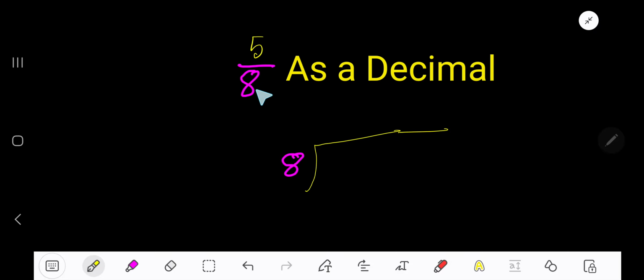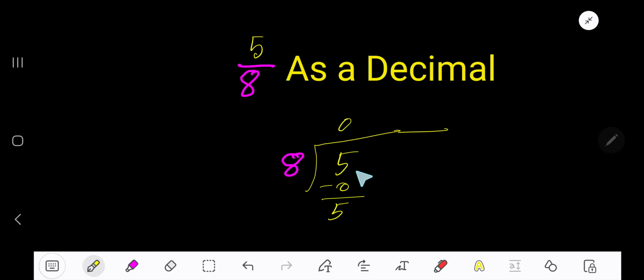How to express 5 over 8 as a decimal. So we need to divide the numerator 5 by the denominator 8. 8 goes into 5 how many times? 0 times. As 5 is less than 8, 0 times 8 is 0.